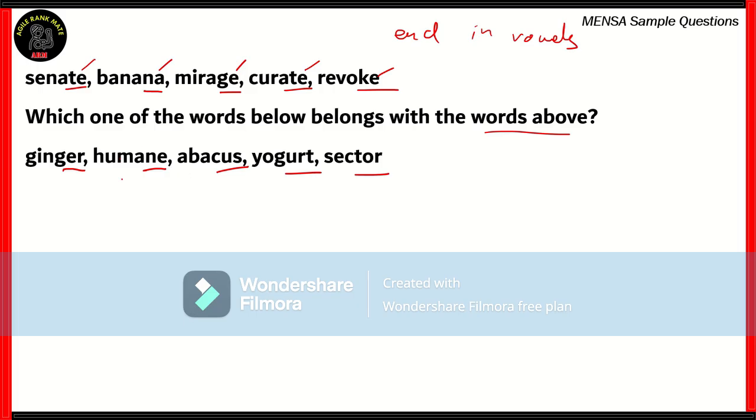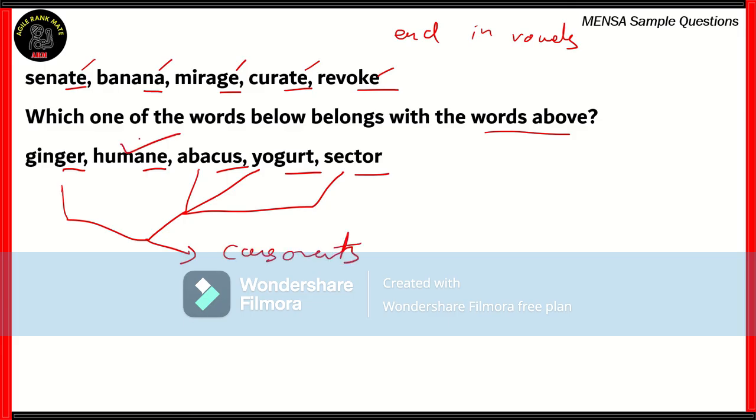And if you look at our options, you can see that ginger, abacus, yogurt, as well as sector, all of these end in consonants. So therefore, humane is the only word that belongs with the words above. So if you were to rewrite the set, it should be Senate, banana, mirage, curate, revoke, and humane. So humane is the right answer.